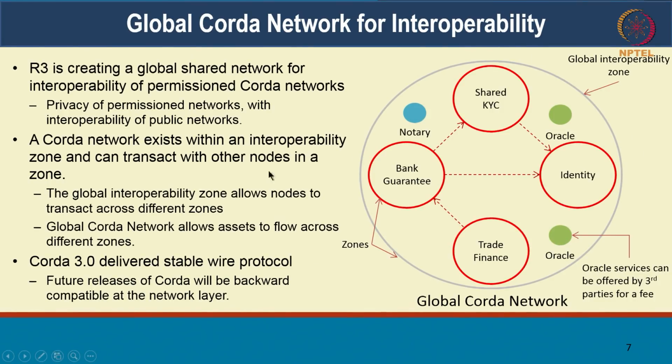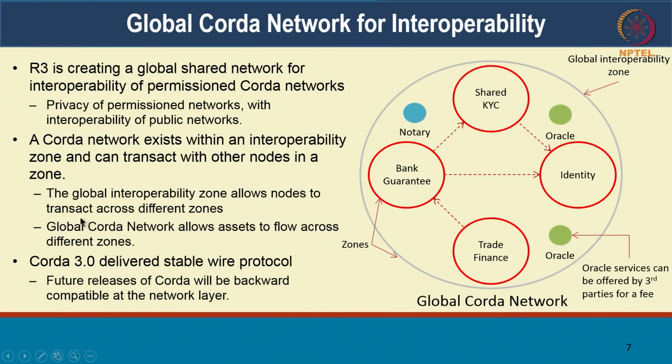But all of these networks are connected in a global interoperability zone. So this global interoperability zone is really what gets you the notion of a public network. So this connection between multiple private networks in a globally shared network gives you both the privacy of permissioned networks as well as the interoperability across networks. So I want to do something on KYC, and then I want to issue a bank guarantee. So all of these things can be interoperable and part of a globally shared network.